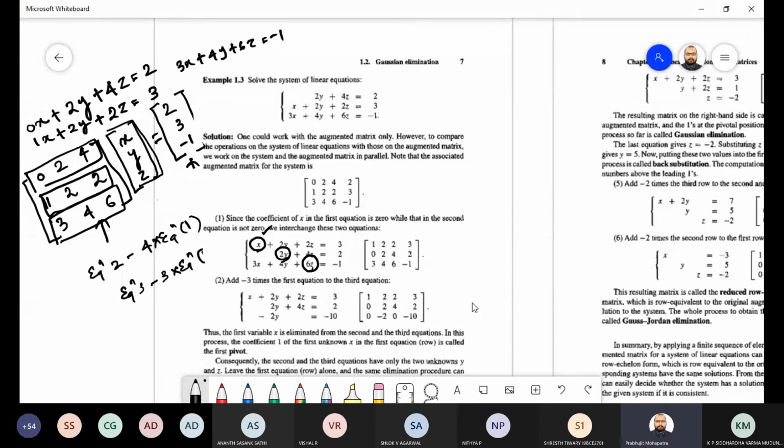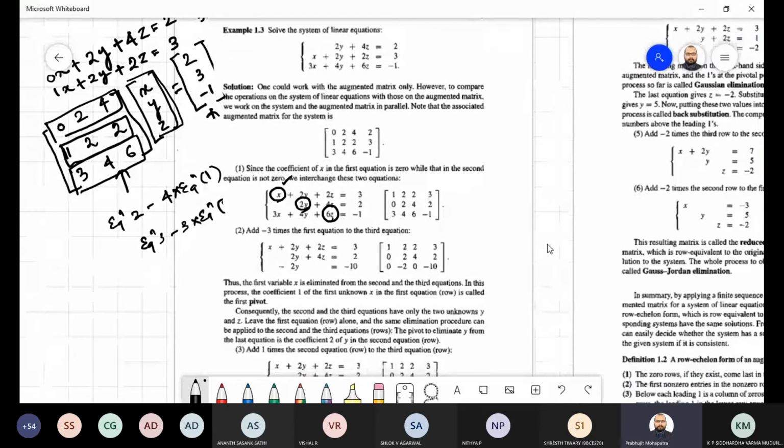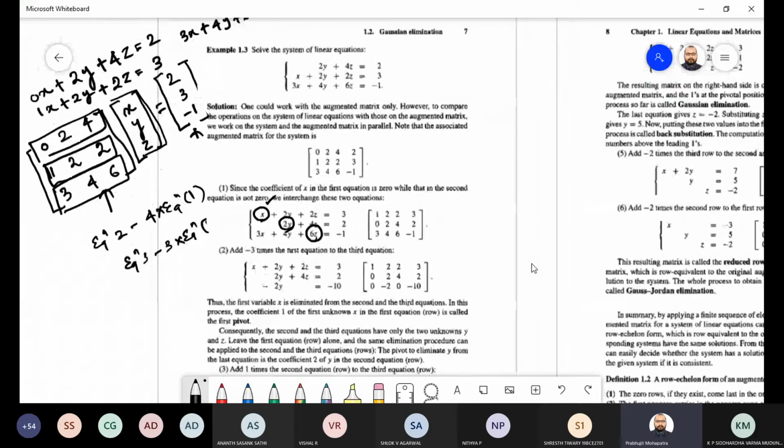So first we'll do it with respect to equations, then we'll do it with respect to the matrix. So you can see, as we are not having x here, we interchange. We took equation 2 in place of equation 1, and we bring down equation 1 to the position of equation 2. Or you can take equation 3 to equation 1 also. Anything you can do, but that position should not be kept vacant. That you have to take care.